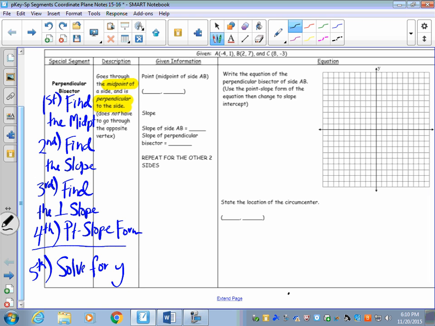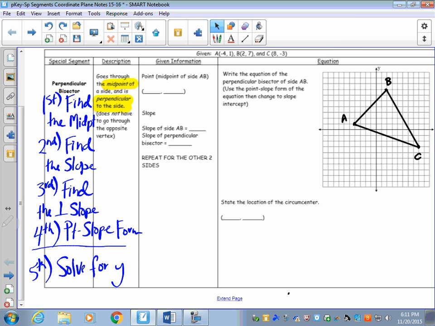We have A is negative 4, 1. Put a point there, label it A. B is 2, 7. Put a point there, label that one B. And my C is 8, negative 3. Alright, and we are going to connect the points, create our triangle. So, draw my segment there, segment there, segment there. I think they should be connected.